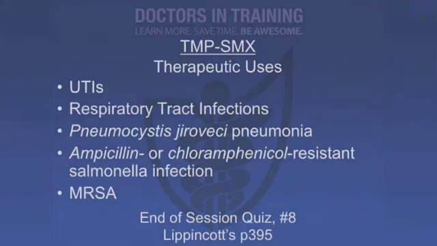Next question. What are the clinical uses for TMP-SMX, trimethoprim-sulfamethoxazole? Well, it's very commonly used for urinary tract infections. It's used for respiratory tract infections sometimes. It's used, as we mentioned a couple of times, for Pneumocystis jirovecii pneumonia, or PCP. It can be used for salmonella infections that are resistant to ampicillin or chloramphenicol. It can also be used for MRSA, or methicillin-resistant Staph aureus.